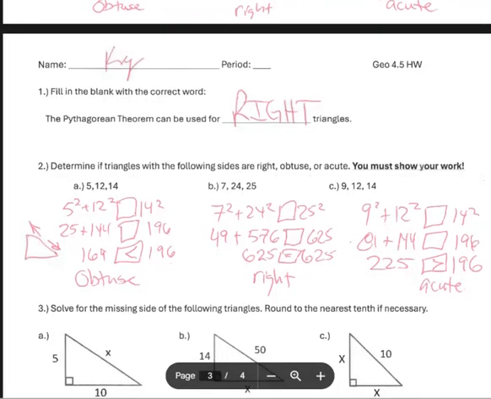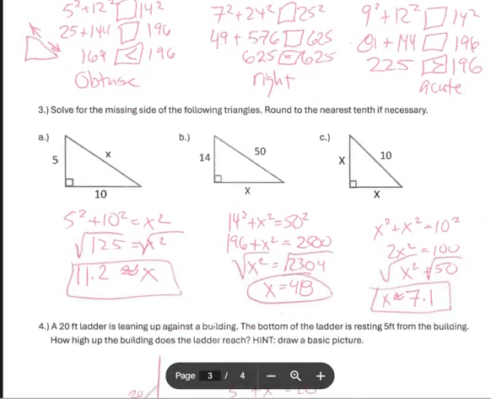First one says, the Pythagorean theorem can be used for what type of triangles? Only right triangles. Make sure you are careful with that. The next ones, you are just checking, does a squared plus b squared equal c squared? Is c squared bigger or is c squared smaller? And the first one, c squared's bigger, which means it became obtuse. B, they are equal, so it's right. And on the last one, c squared got smaller. And if you look at a right triangle where c gets smaller, it becomes acute.